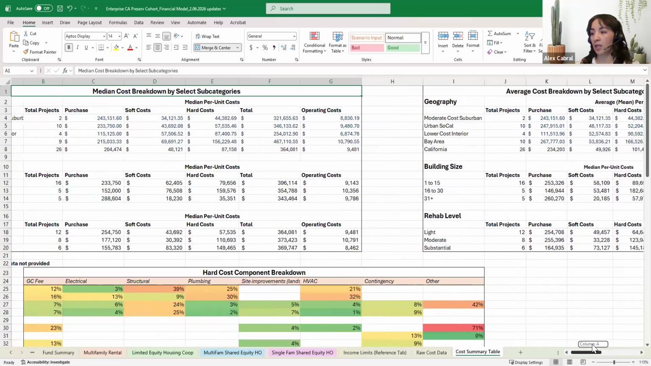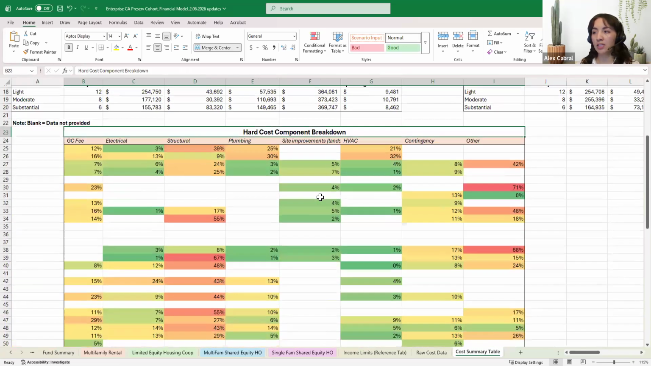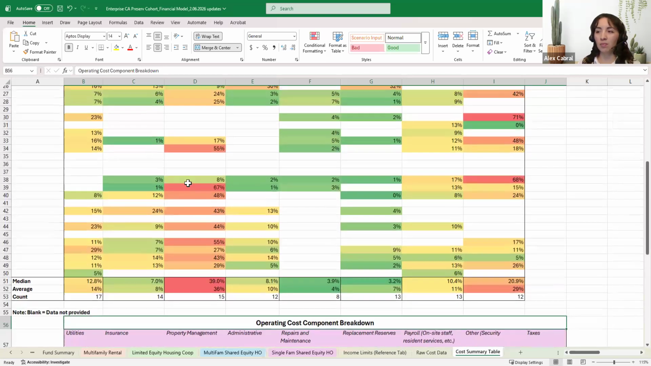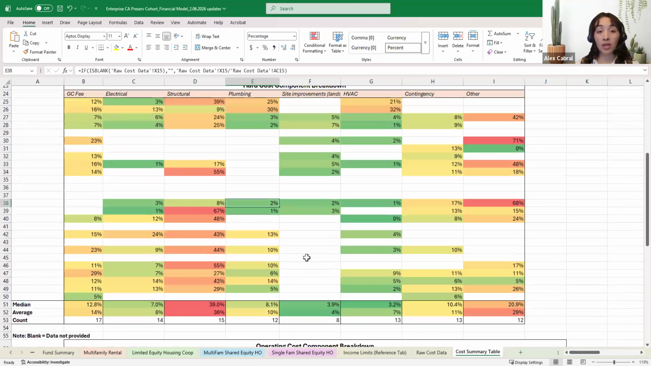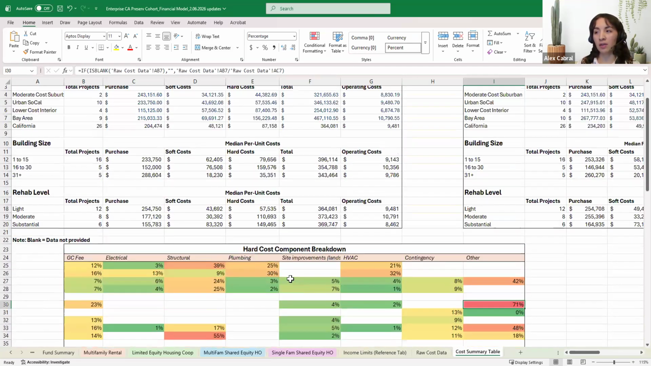It also down below breaks down the hard costs and the operating costs, and it provides you a nice color scale. The greener the cell, the lower that cost is as a percentage of the total costs, and the closer it gets to red, the higher percentage that cost is of total cost.